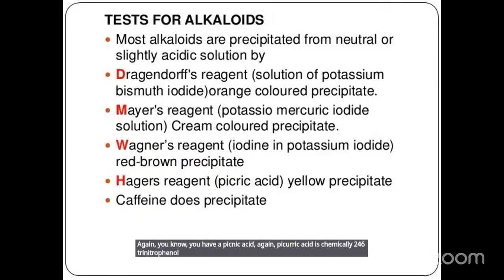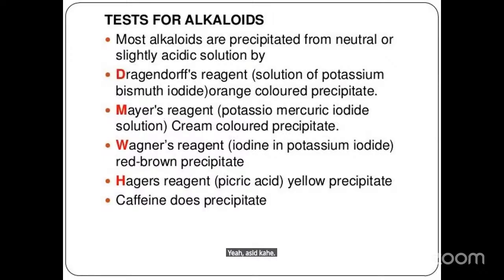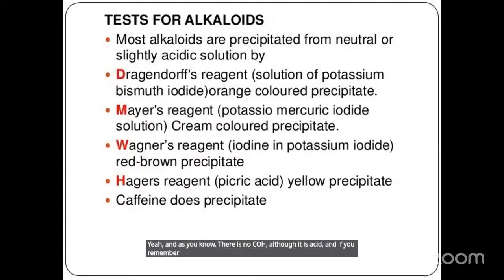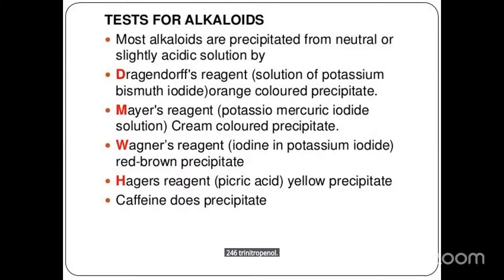Here, if someone asks for the structure, there is no COOH here, although it is called an acid. It is not a carboxylic acid. And as you know, there is no COOH, although it is an acid. If you remember, phenols are weak acids in nature, so it is chemically 2,4,6-trinitrophenol. This also we have to remember, right?